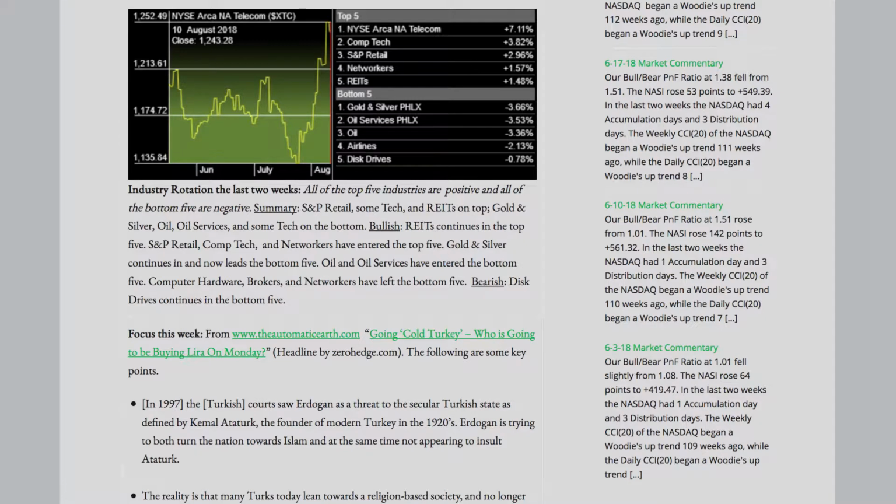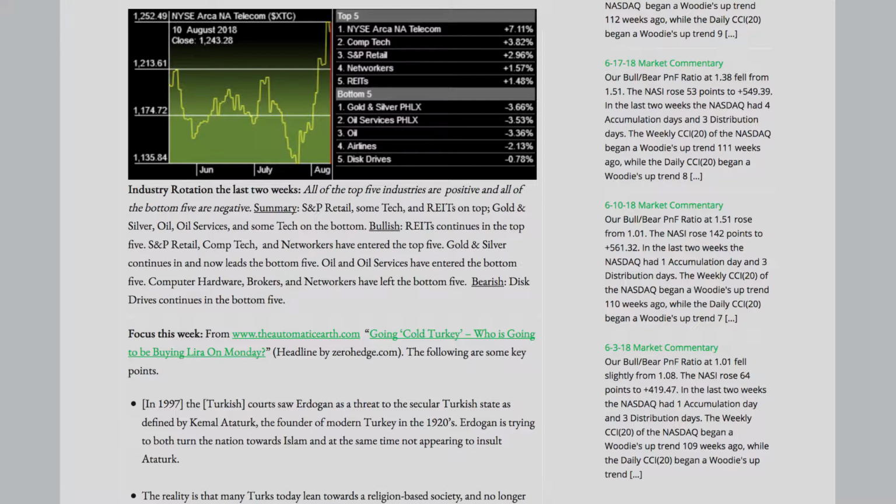Industry rotation the last 2 weeks. All of the top 5 industries are positive, and all of the bottom 5 are negative. Summary: S&P Retail, Comptech, and REITs on top. Gold and silver, oil, oil services, and disk drives on the bottom.